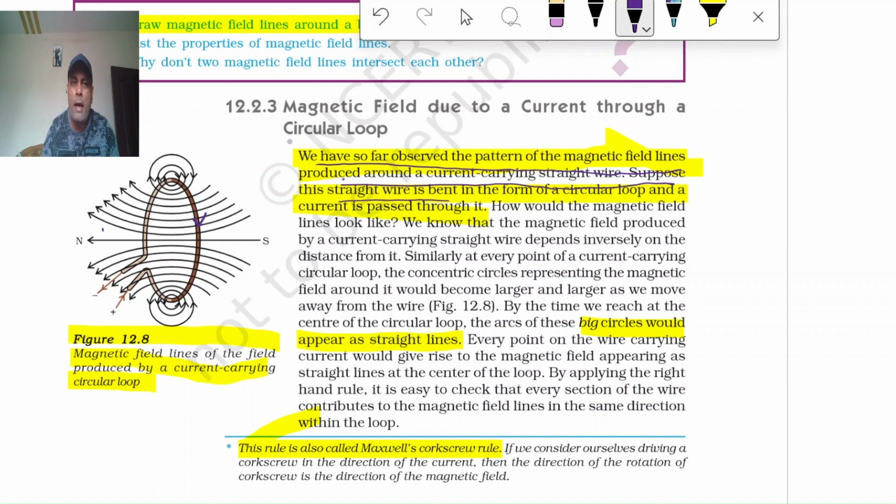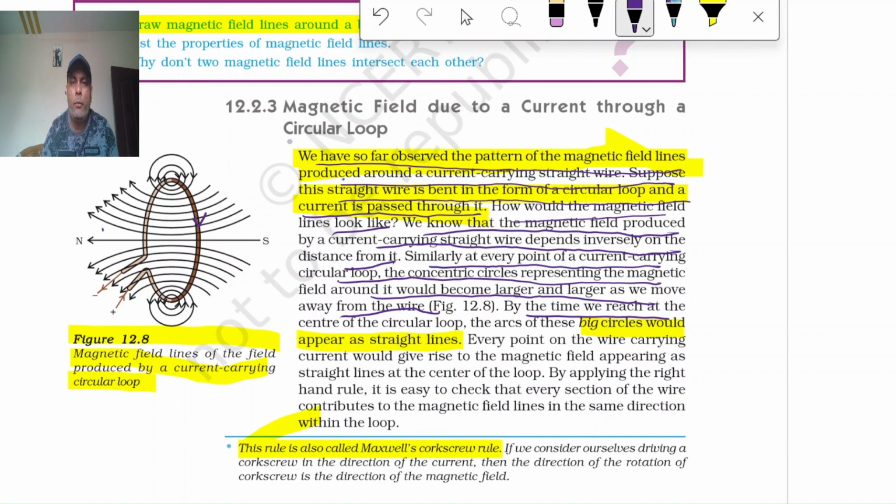Suppose the straight wire is bent into the form of a circular loop, which I have already told you. The current is passing through it. How would the magnetic field lines look? We know that the magnetic field produced by a current carrying straight wire depends inversely on the distance from it. Similarly, at every point of the current carrying circular wire, concentric circles represent the magnetic field around it, and they become larger and larger as you move away.